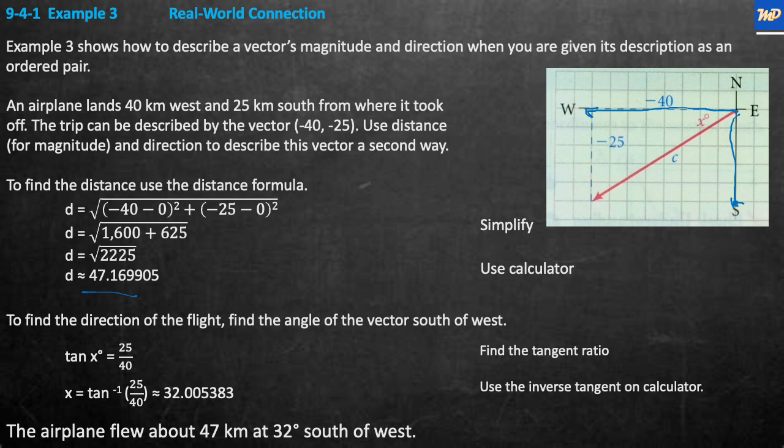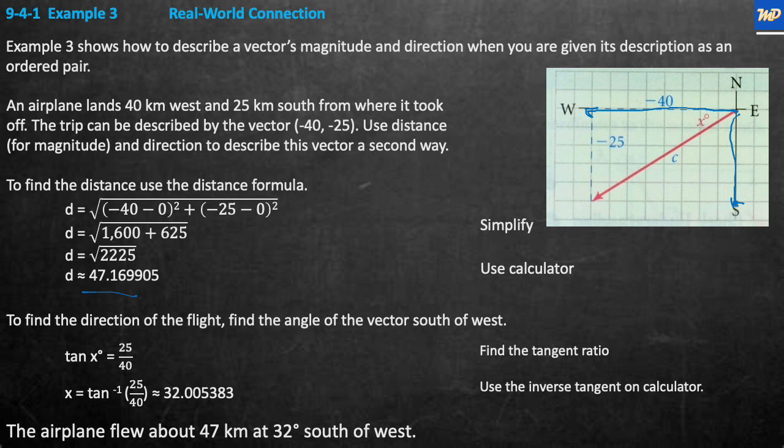Then once you have that, you can find the direction of the flight. Find the angle of the vector south of west. So we know we're going south of west because we started and went in a counterclockwise direction from the horizontal east-west line. Okay, so we take the tangent of x. We're trying to find x, right? So the tangent of x is equal to what? It's equal to 25. So here's our angle.